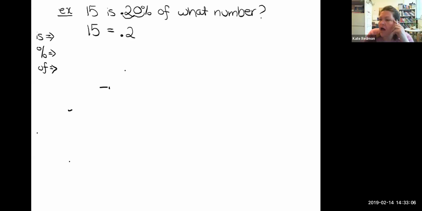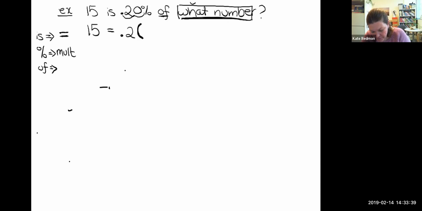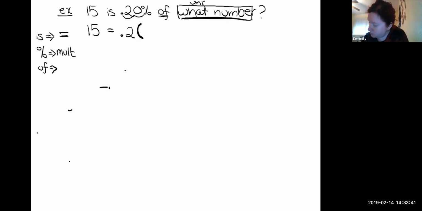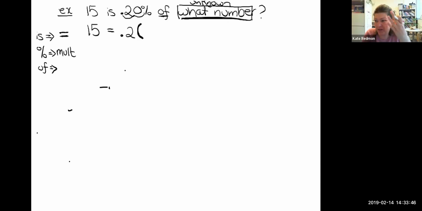Okay, so 0.2. And then "of," we said means what? Multiply. So I want to multiply. Now, interesting. "Of" means multiply. So I'm writing a parentheses to mean multiply. But look what I ask you to multiply by. "Of" says what number? Of what number? This is an unknown. See those question words? In algebra, when we reach an unknown, what do we do? Put in a letter to stand in for the unknown.